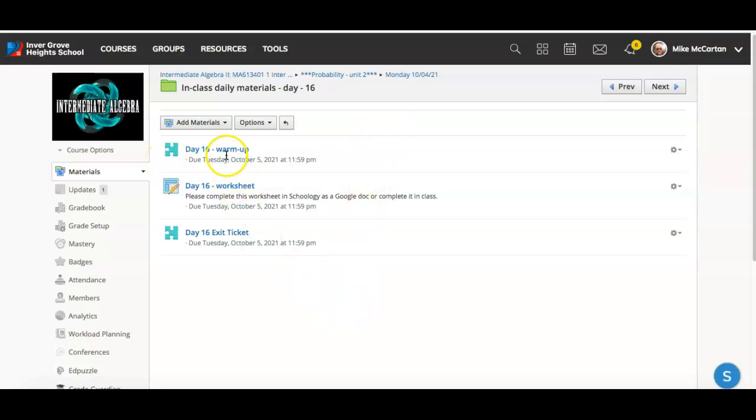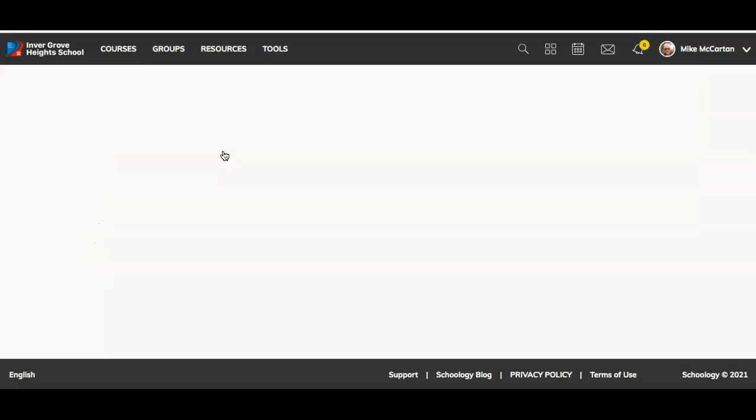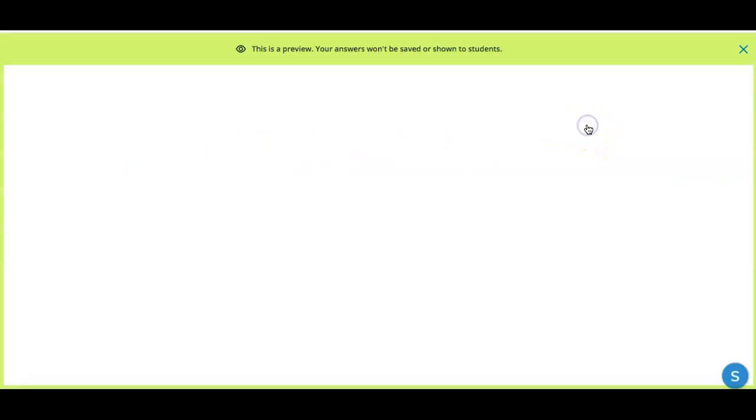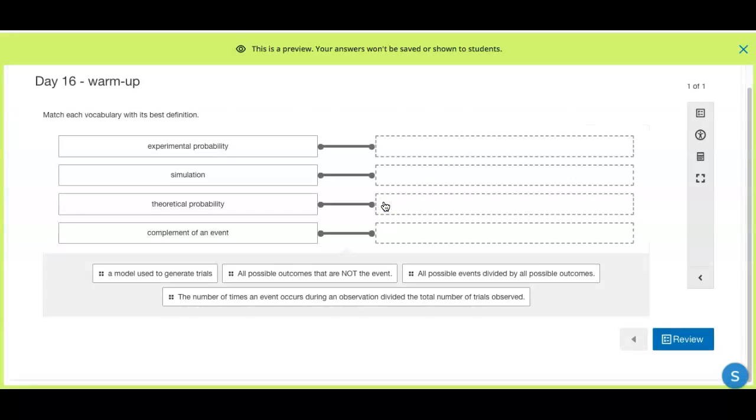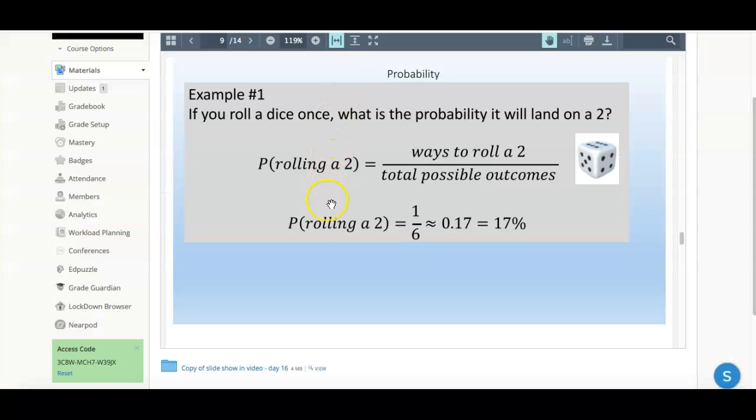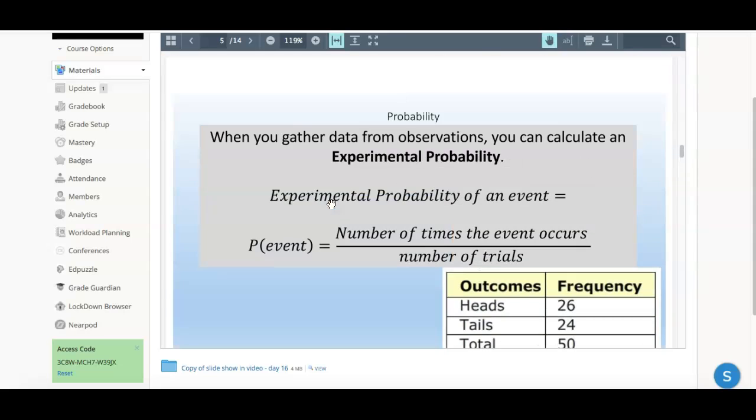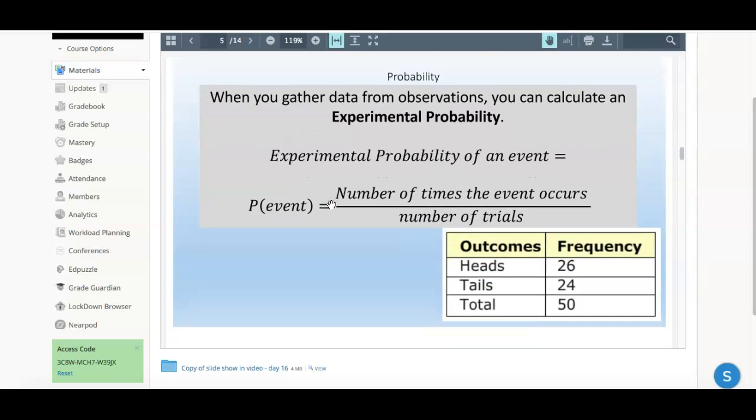Sorry about that. All right, guys, let's look at the warm-up quick. And I'm not going to do the exit ticket for you, but... All right, guys, experimental probability. And I think I defined it right up here for you. It's right there. And you gather data from observations. It's the number of times an event occurs divided by the number of trials. It's a little different than theoretical probability, which just looks at all the total possible outcomes. This one, you actually take trials and collect data.